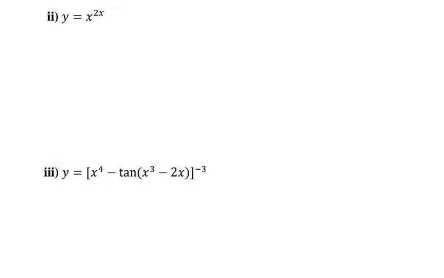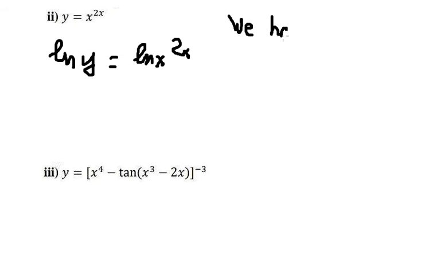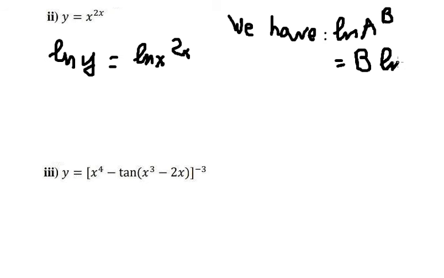Now, we go to question number 2. To do this differentiation, I will take the natural log on both sides. We have the formula in here: ln of a to the power of b equals b ln a. So that means 2s, the power, will go outside the natural log in here, and we have 2s ln s.